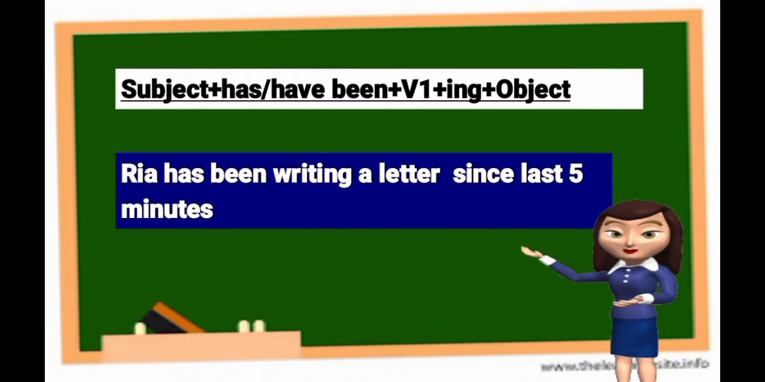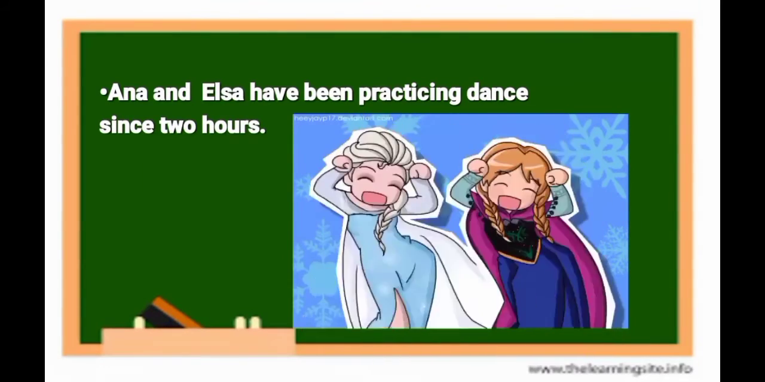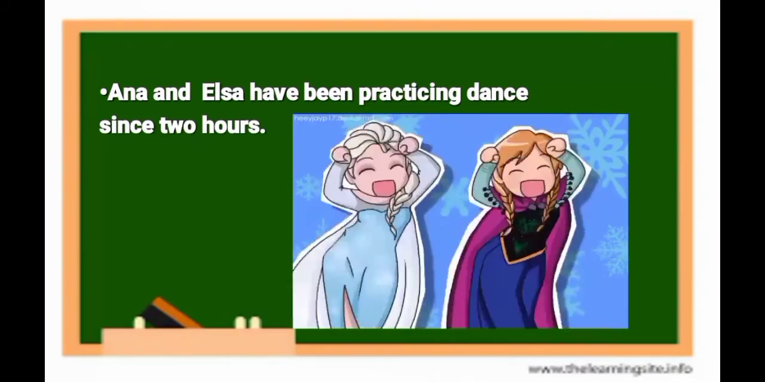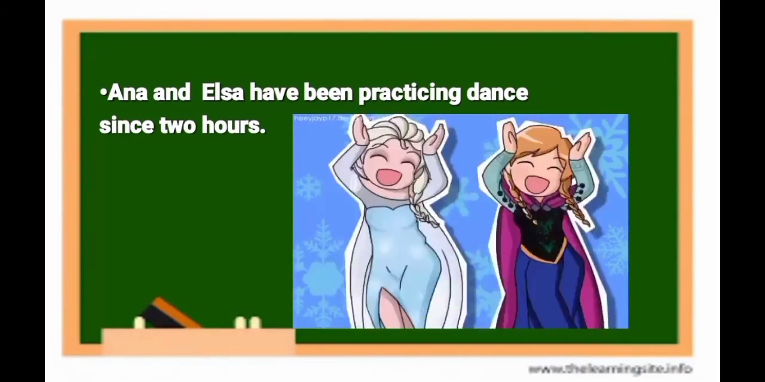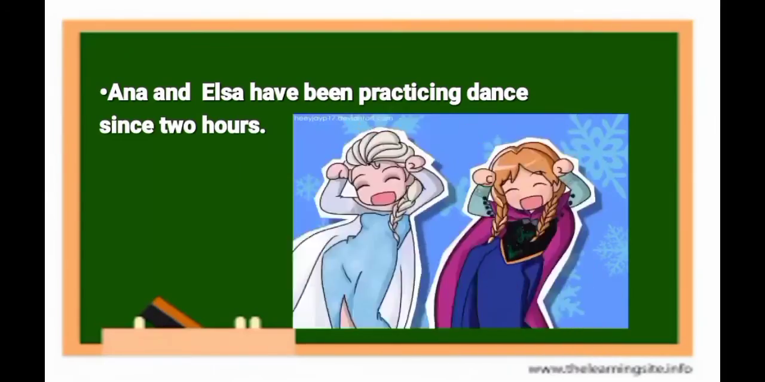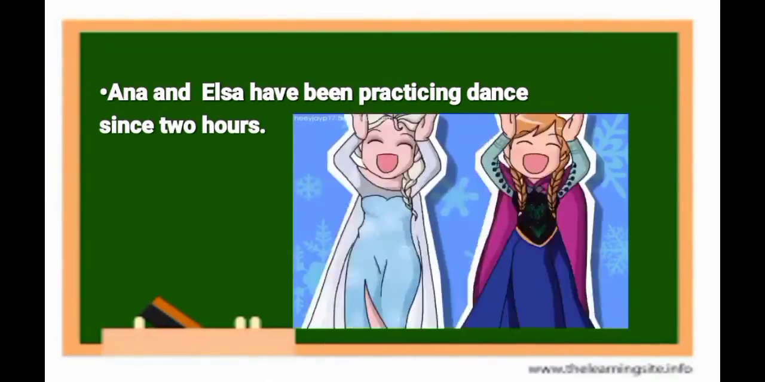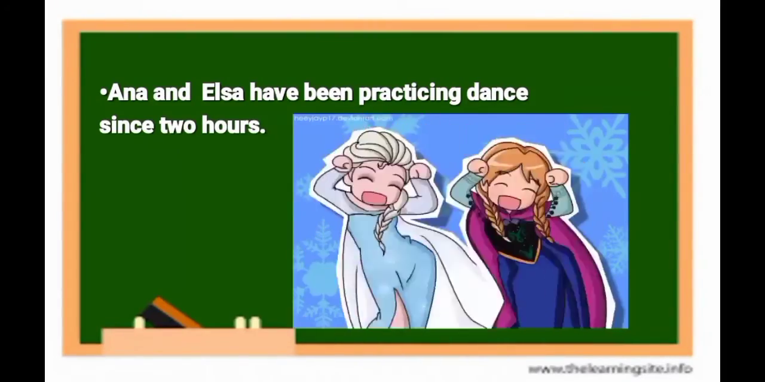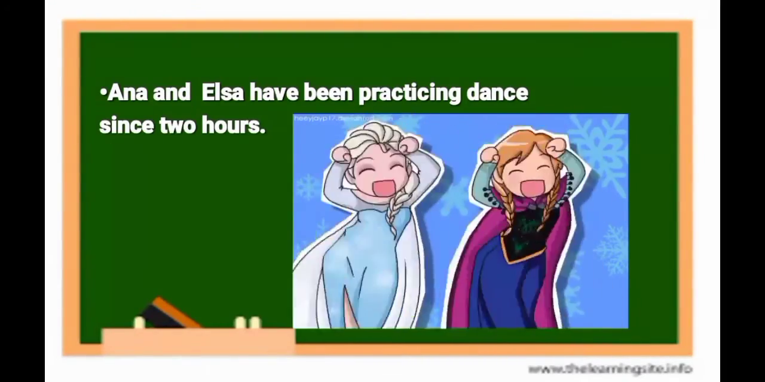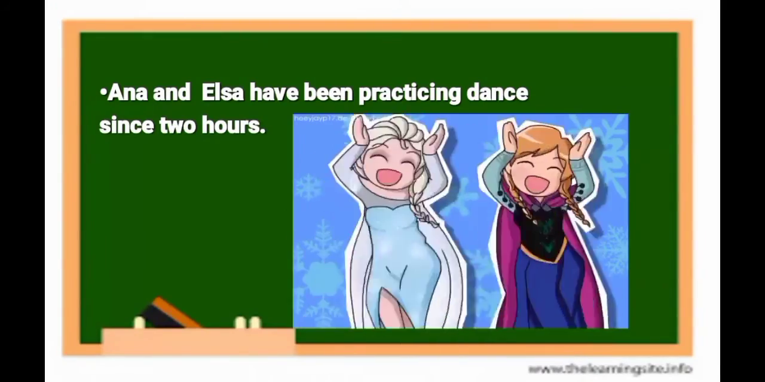So in another example, Anna and Elsa have been practicing dance for 2 hours. So our subject is Anna and Elsa. Our helping verb is have been. And our verb is practicing. Then our object is dance. So why do we use have been? Because our subject is plural.